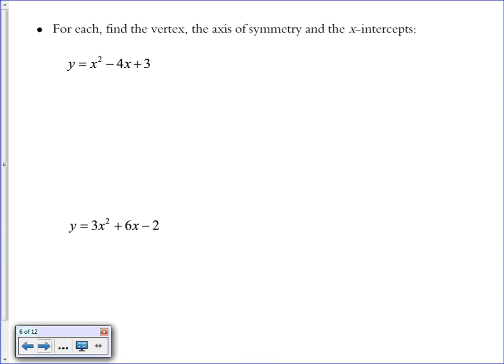Let's practice doing all 3 of those things with numbers. So here's our first function in standard form, y equals x squared minus 4x plus 3. It's asking us to find 3 things: the vertex, the axis of symmetry, and the x-intercepts. Let's start with the vertex.